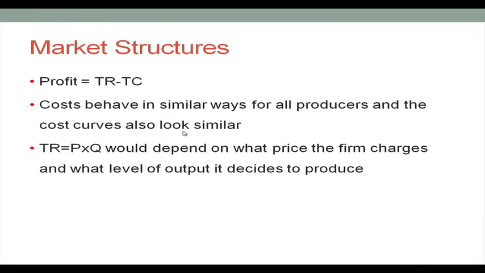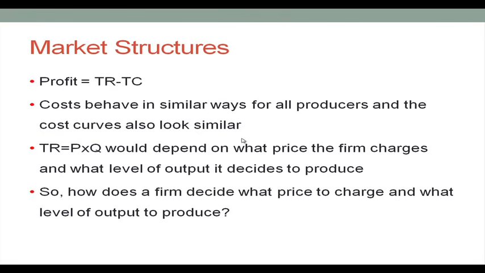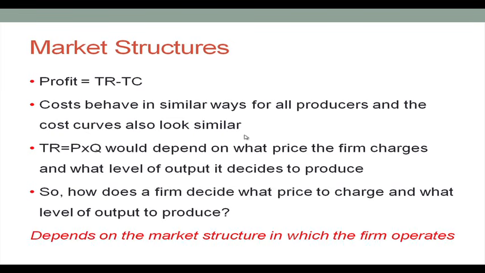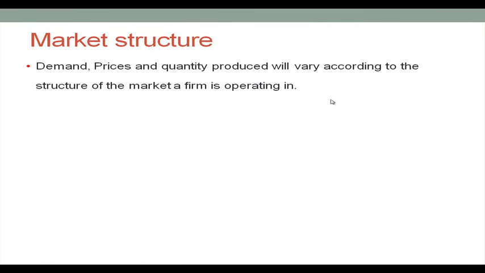total revenue is price into quantity, and this would depend on what price the firm charges and what level of output it decides to produce. So how does a firm decide what price to charge and what level of output to produce? All this depends on the market structure in which the firm operates. The demand for different goods, the prices, the quantity produced, all these will vary according to the structure of the market a firm is operating in.